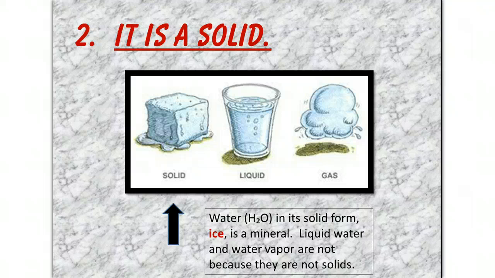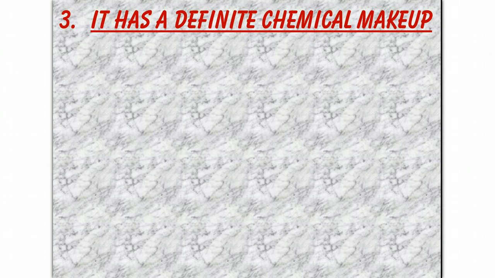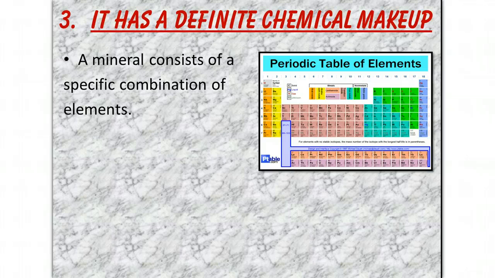So far we've talked about that it has to be made in nature and it has to be a solid. The next characteristic is that it has to have a definite chemical makeup. A mineral consists of a specific combination of what are called elements. Everything on Earth is made up of one or more of these elements. This is called the periodic table of elements, and it shows everything that anything can be made of on Earth.